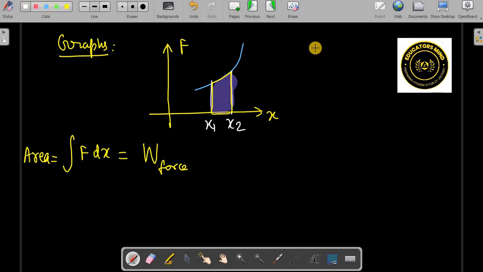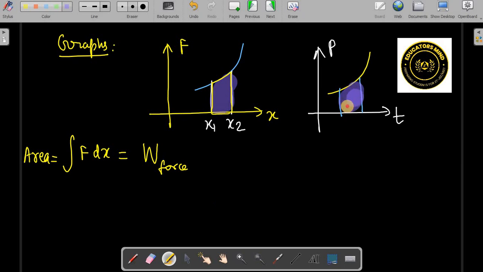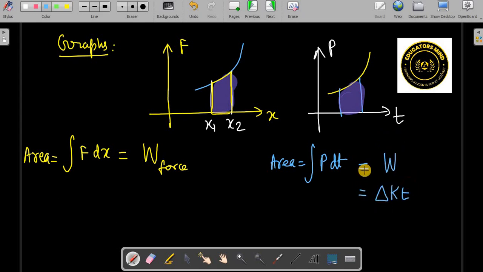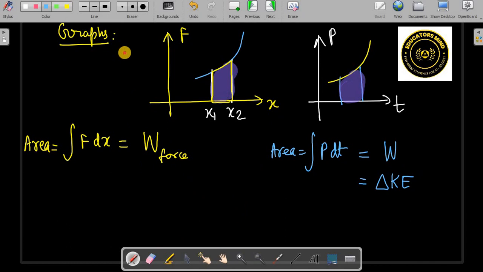It is also important to note the graph between power versus time. What does that represent? We can think about it in the same manner. The area under this graph is the integration of power dt. Because power is equal to dW by dt, this is nothing but the total work done, which can also be written as the change of kinetic energy. That's important. Two graphs we have discussed.